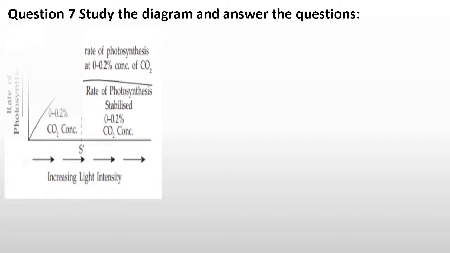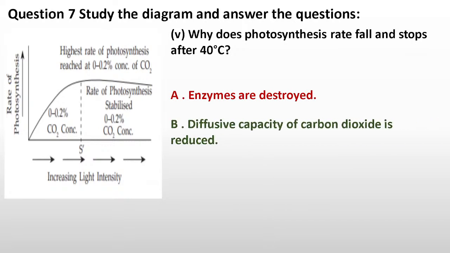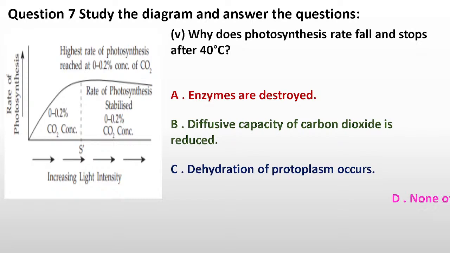Same image. Next sub question. Why does photosynthesis rate fall and stop after 40 degrees Celsius? A. Enzymes are destroyed. B. Diffusive capacity of carbon dioxide is reduced. C. Dehydration of protoplasm occurs. D. None of the above. So why does photosynthesis rate fall and stop after 40 degrees centigrade?